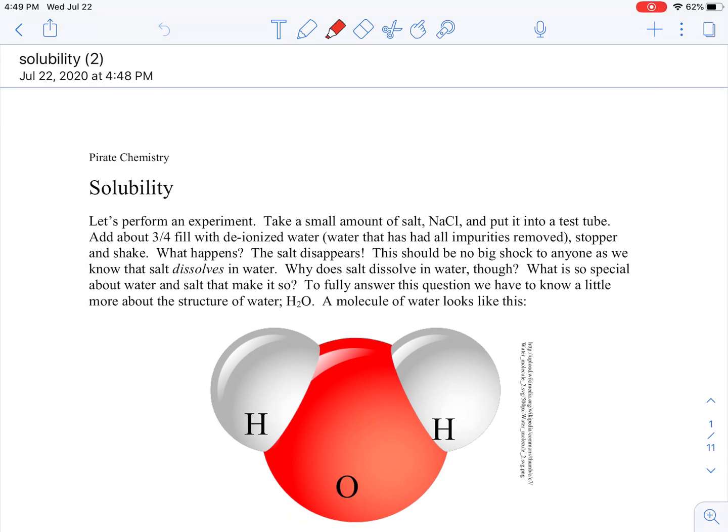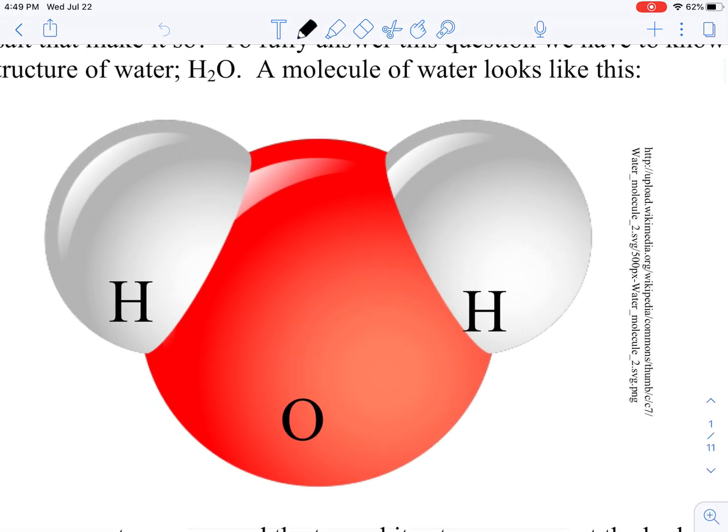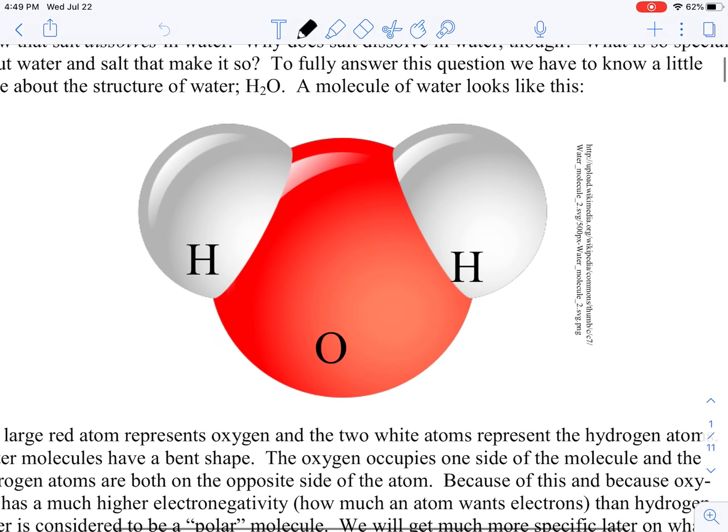All right, so today we're going to talk about solubility. Solubility is like when you take some salt and put it in water and stir it up, the salt appears to just disappear. Well, what's really going on there is that you have water molecules, and the important thing to know about water molecules is that they are polar.